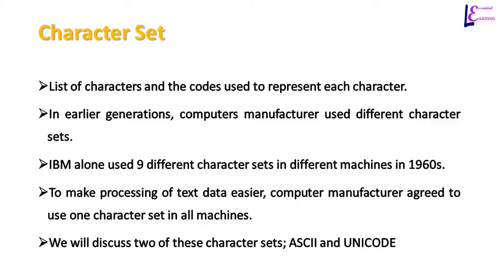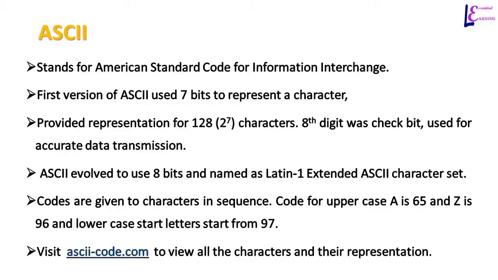Different character sets were active in earlier computers. IBM alone used 9 different character sets in different machines in the 1960s. To make processing of text data easier, computer manufacturers agreed to use one character set in all machines. We will discuss two of these character sets here, ASCII and Unicode. ASCII stands for American Standard Code for Information Interchange. The first version of ASCII used 7 bits to represent a character. It provided representation for 128 characters.